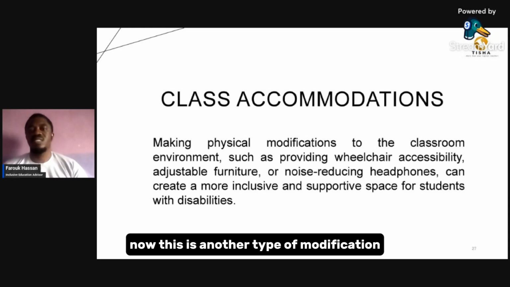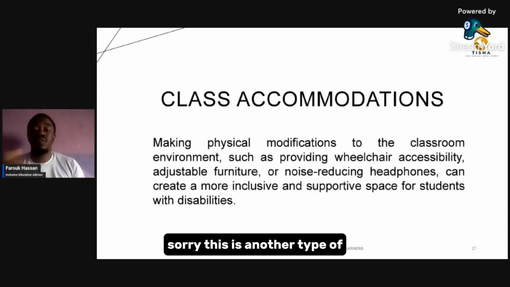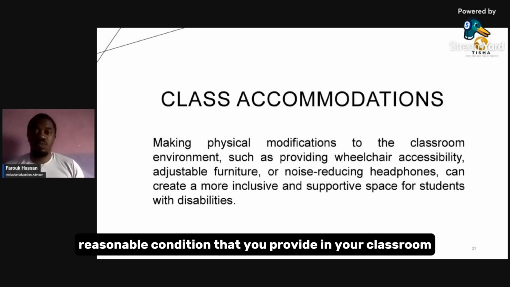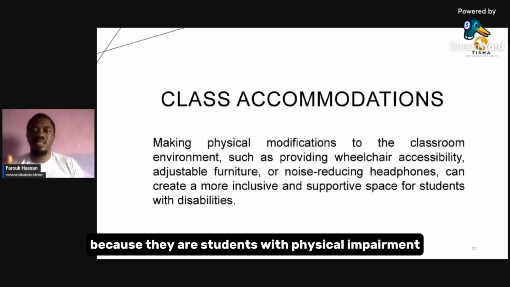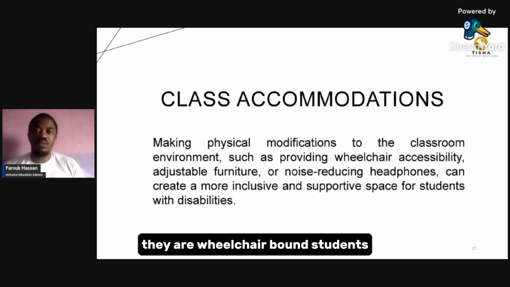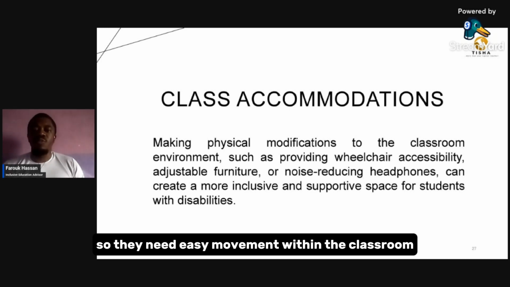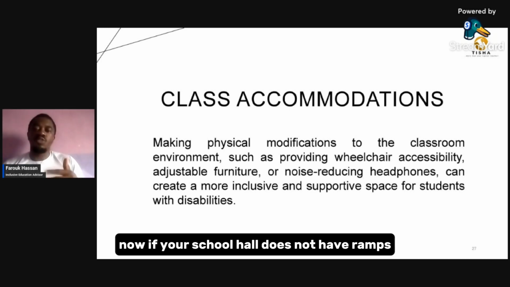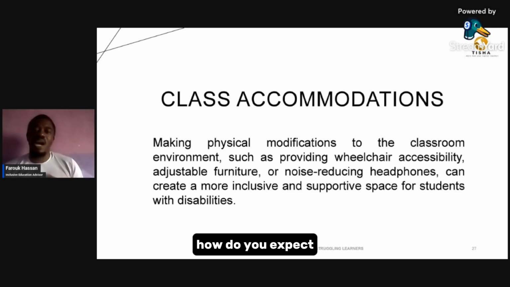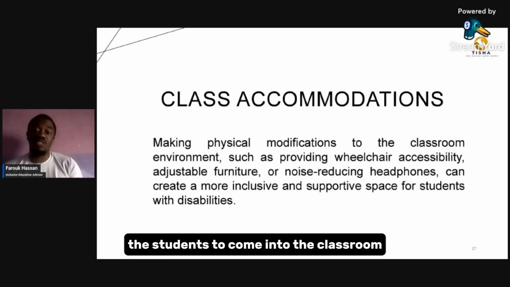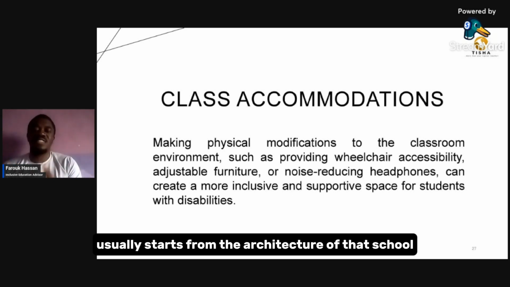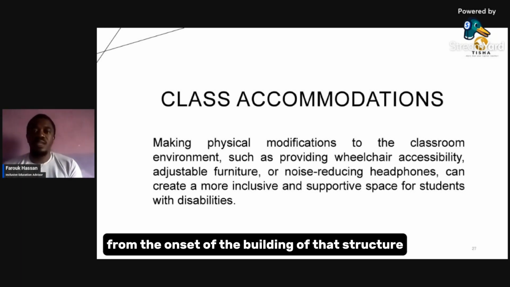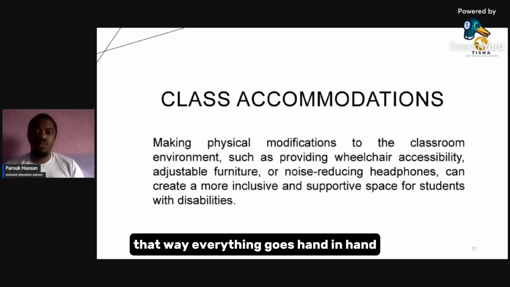Class modifications. Now, this is another type of reasonable accommodation that you provide in your classroom. Some students require accessibility within the classroom because they are students with physical impairment. They are wheelchair-bound students, so they need easy movement within the classroom. Now, if your school hall does not have ramps, for example, how do you expect the students to come into the classroom? So you need to modify it. Class accommodations usually start from the architecture of that school, the onset of the building of that structure. That way, everything goes hand in hand.